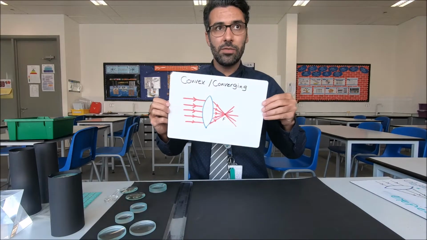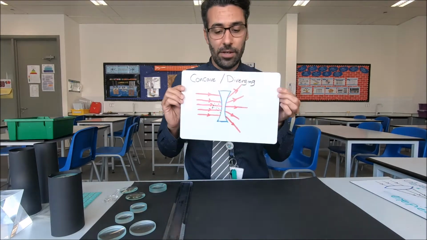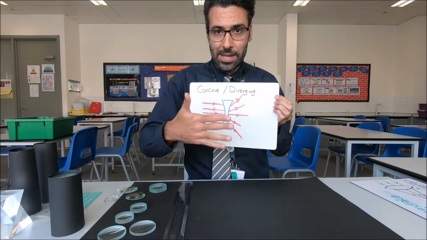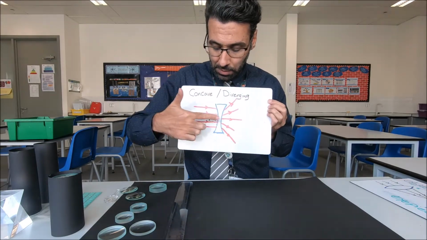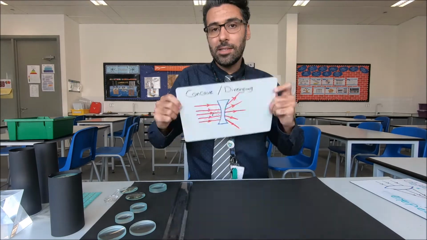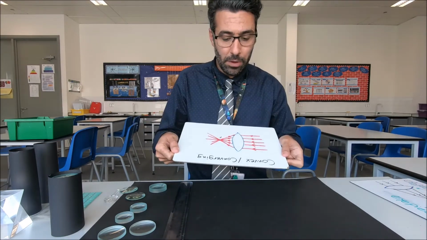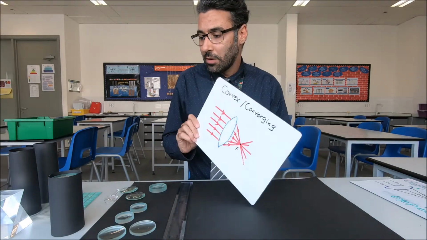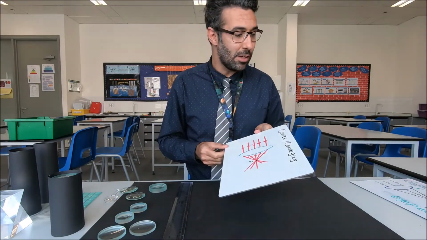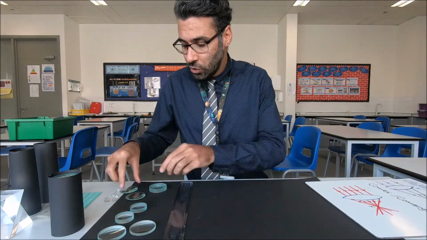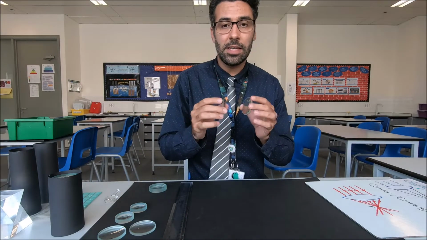The other type of lens we have is called concave. A concave, or diverging, lens spreads out the light, so the light comes from a distance and spreads out. If we mix these lenses, or just use two convex together, we can make things look bigger and therefore closer to us. So the first one I want to show you is using two convex lenses.